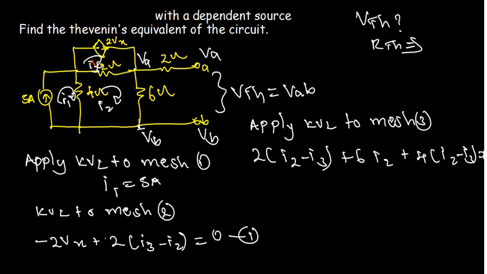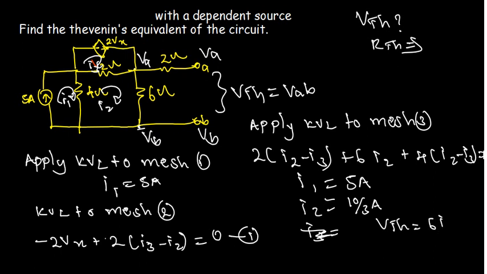We can solve from here. I1, I2, I3 we can solve easily with a scientific calculator. I1 is equal to 5 amps, we already know that. I2 is equal to 10 by 3 amps. Obviously we don't need the I3, we only need the I2. So VTH is equal to 6 into I2, so 6 into 10 by 3, so it's 20 volts. VTH is equal to 20 volts.